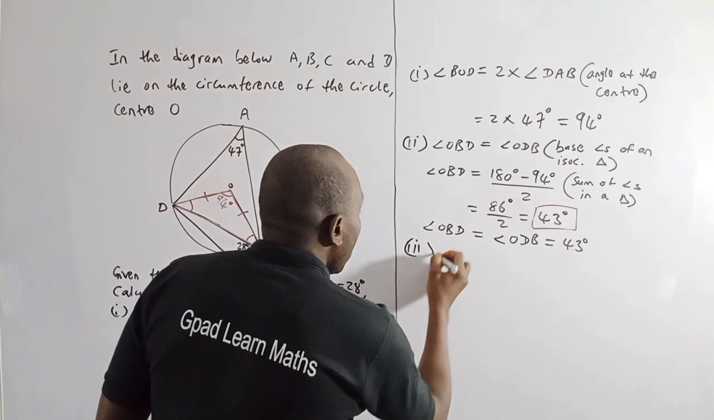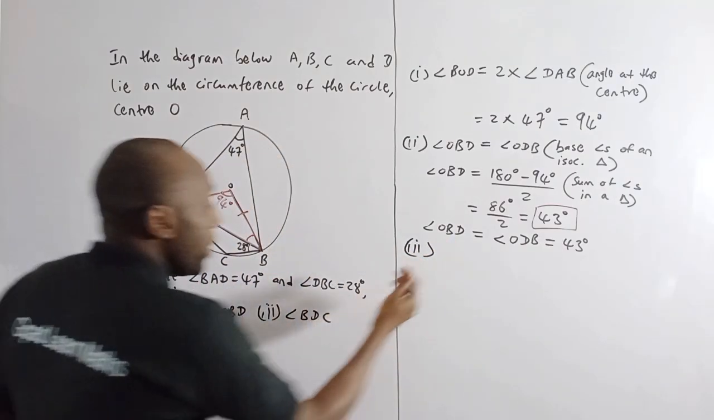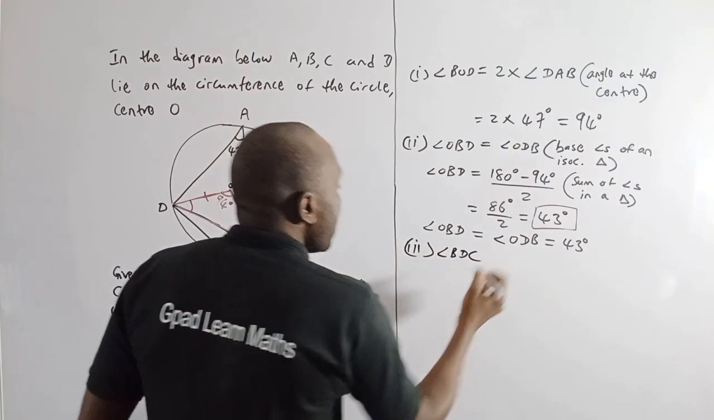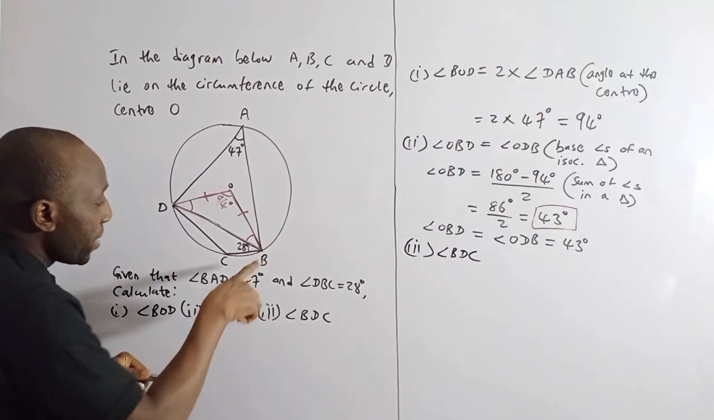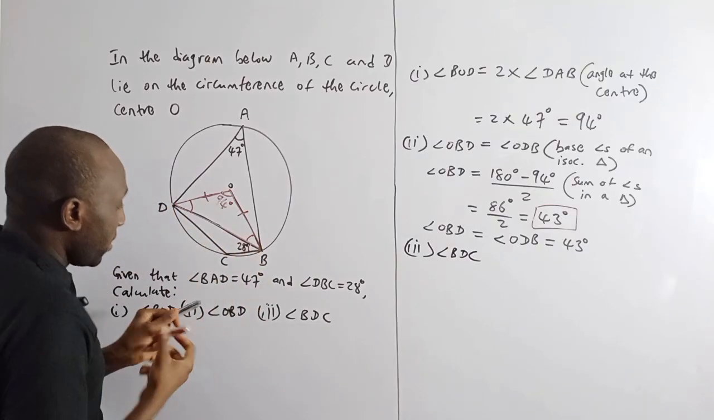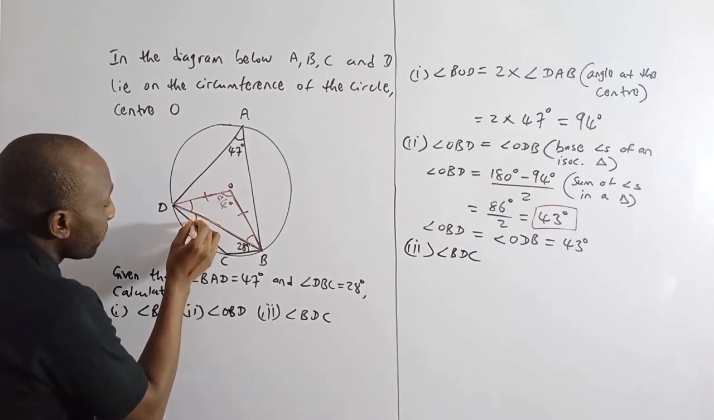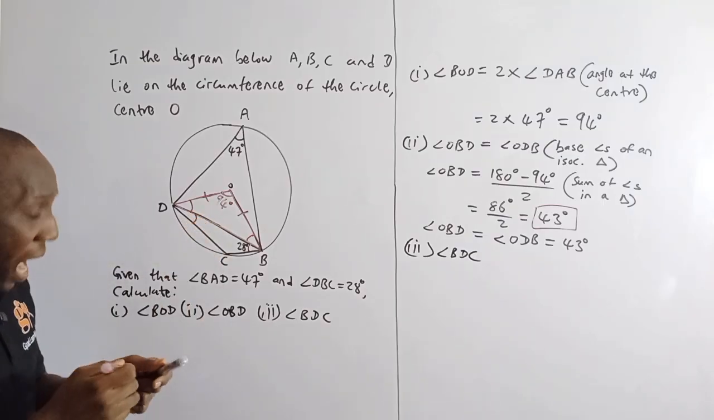What's the third one? It is what? Angle BDC. Where is it? Let's identify the angle. Angle BDC. That's this angle here. You see the angle? That's angle BDC. How do we get that?